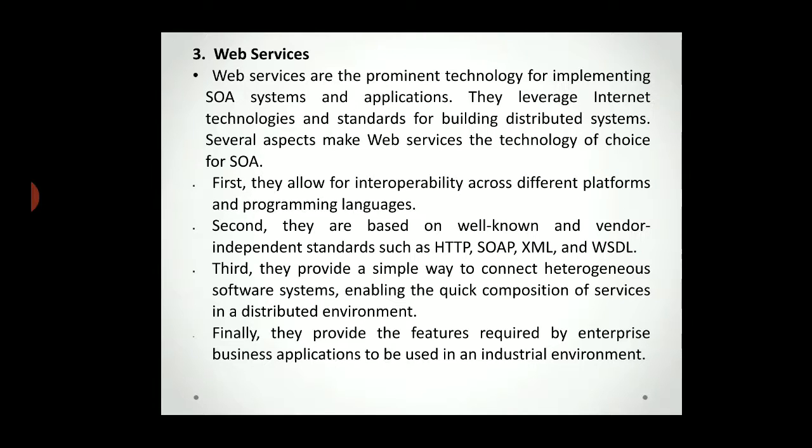First, they allow interoperability across different platforms and programming languages. Second, they are based on well-known and vendor-independent standards such as HTTP, XML, and so on. Third, they provide a simple way to connect heterogeneous software systems, enabling quick composition of services in a distributed environment. Finally, they provide the features required by enterprise business applications to be used in an industrial environment.